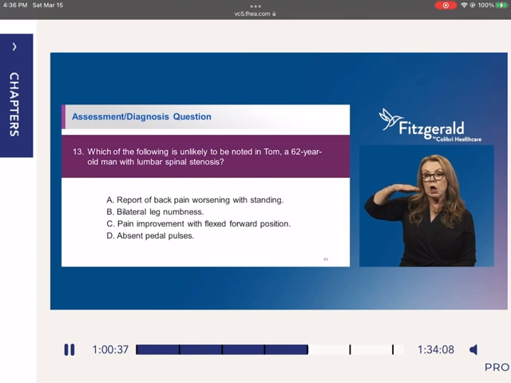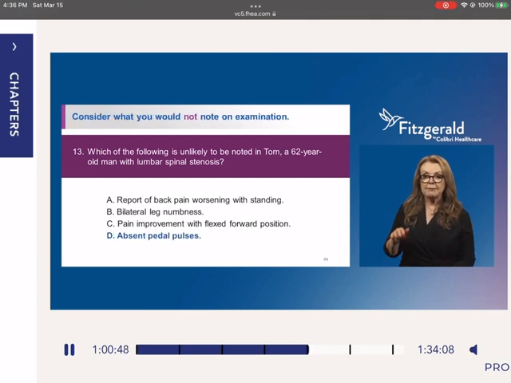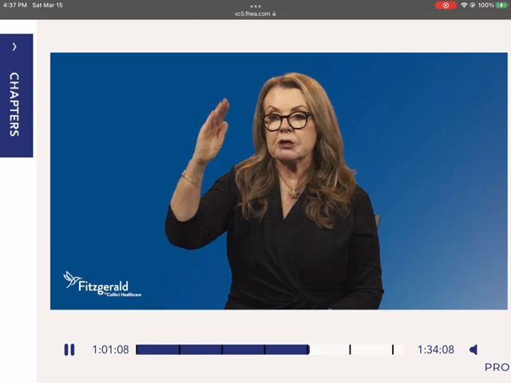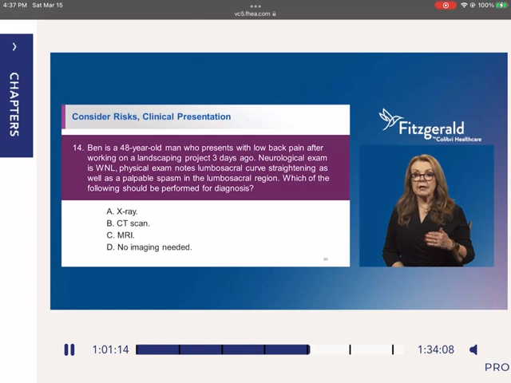Remember, we're going over unlikely to be found. Which one would we not find in a 62-year-old man with lumbar spinal stenosis? Of course, it's going to be option D, because what option D is saying, the absent pedal pulses, that's a vascular problem. That's peripheral arterial disease. But back pain worsening with standing, bilateral leg numbness, and that improvement in discomfort with flexed forward position, those are all consistent with lumbar spinal stenosis. When taking a look at an exam question, consider risks and clinical presentation.